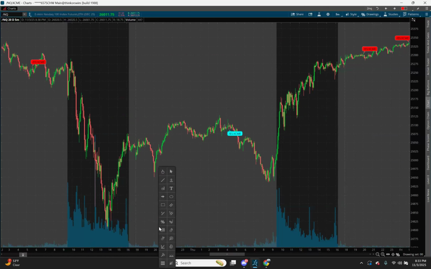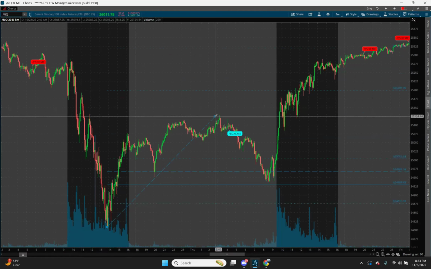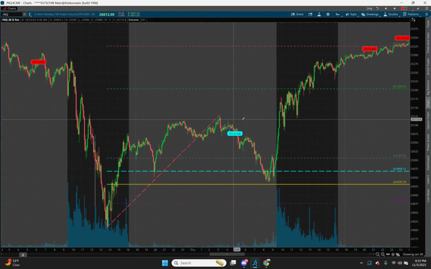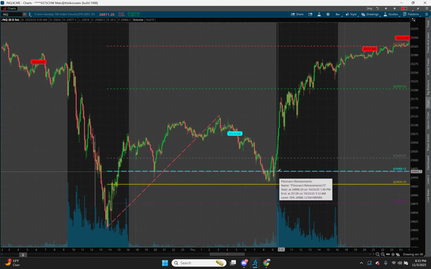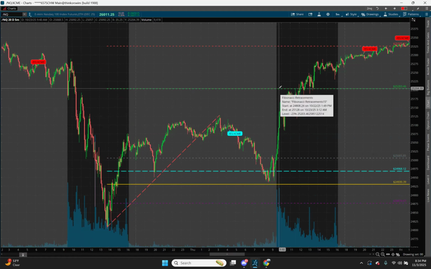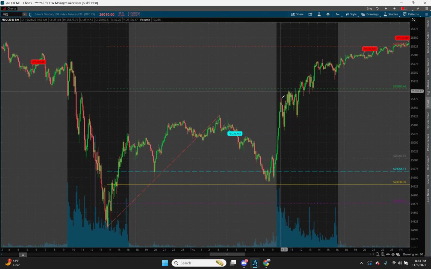So if we draw a low to a high, and we complete that target, this target is 24,970 to 25,200. So it's a little over 230 points. It's a 230 point target.